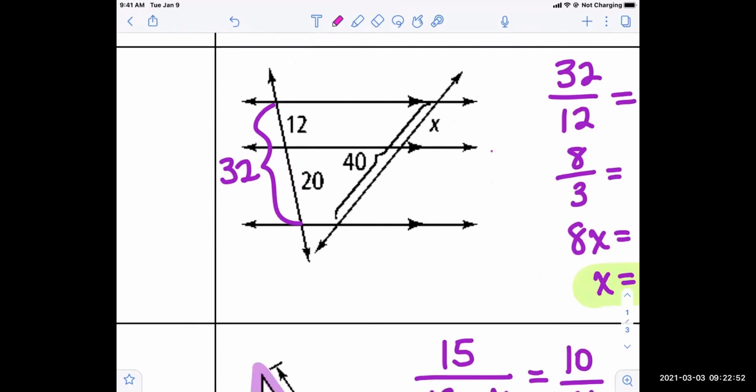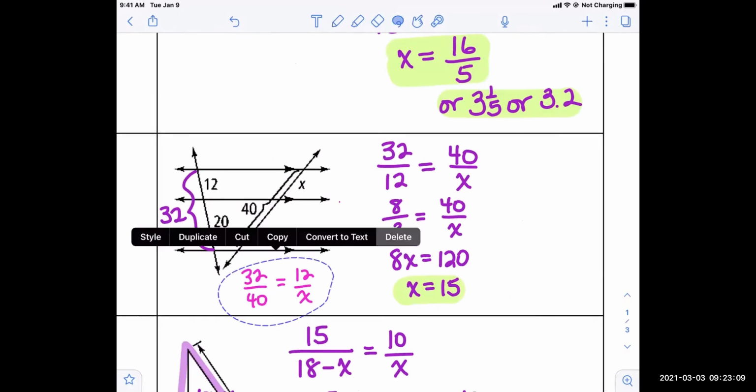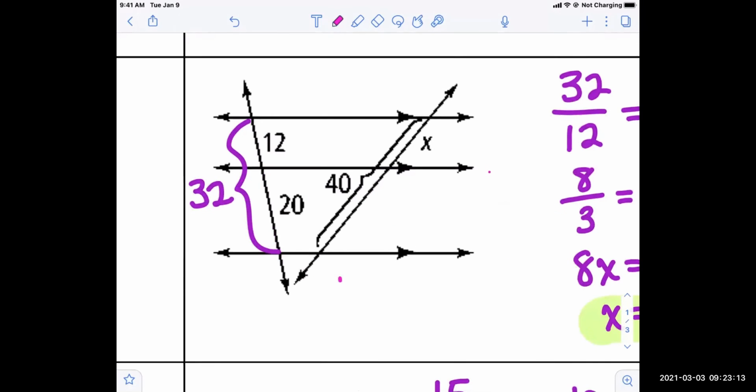Maya? Okay, 32 over 40 is 12 over x. So that's comparing numerators and comparing denominators. That would be equivalent. I wouldn't have done it this way, but you could do, for example, if you wanted to compare 12 and 20, what would the other side of your equation be?